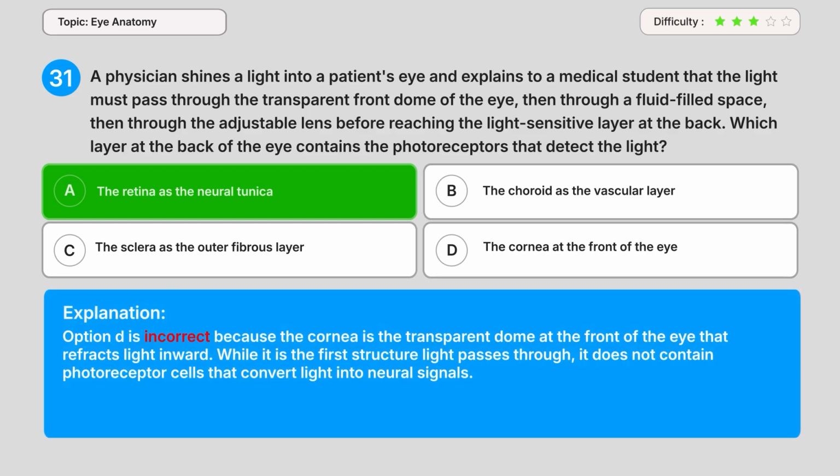Option D is incorrect because the cornea is the transparent dome at the front of the eye that refracts light inward. While it is the first structure light passes through, it does not contain photoreceptor cells that convert light into neural signals.